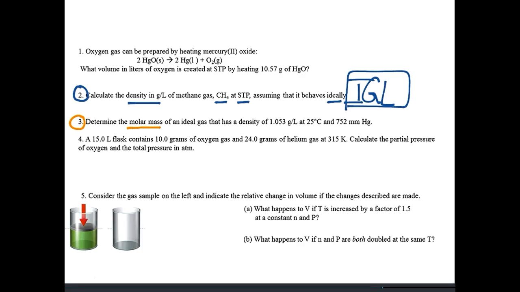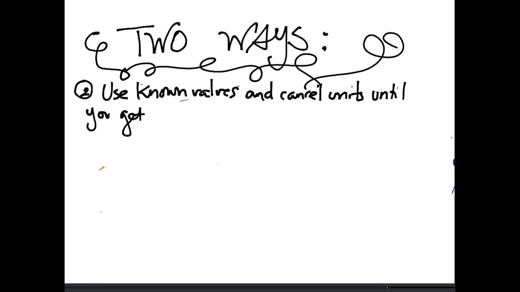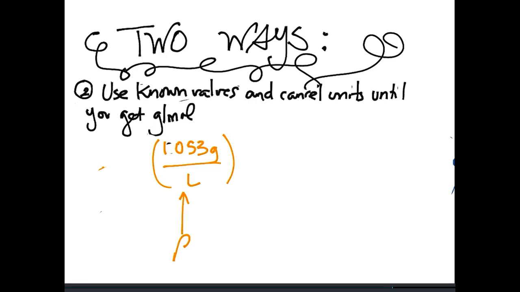Number 3, determine the molar mass. That's grams per mole of an ideal gas. We need the ideal gas law. It has the density, temperature, and pressure here. So again, 2 ways. It's the same exact thing. We're just looking for something else. We're looking for grams per mole instead. So method 2 says to combine values and cancel units until you get grams over moles.